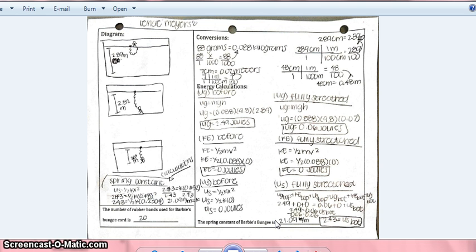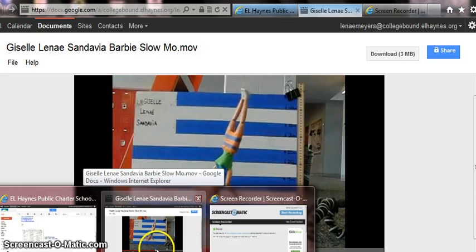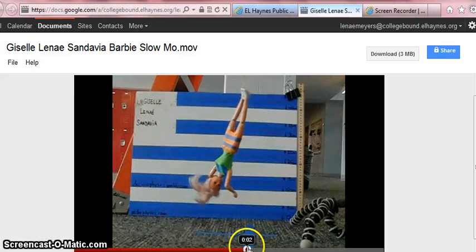And I saved the best for last. In this last conversion, we had to figure out how far the Barbie had left to go before she was going to hit her head on the floor. It was 7 centimeters, and when you convert it, it was 0.07 meters. So now here's our slow-mo video, and then I'm going to show you how we figured out how many centimeters she had left to go.